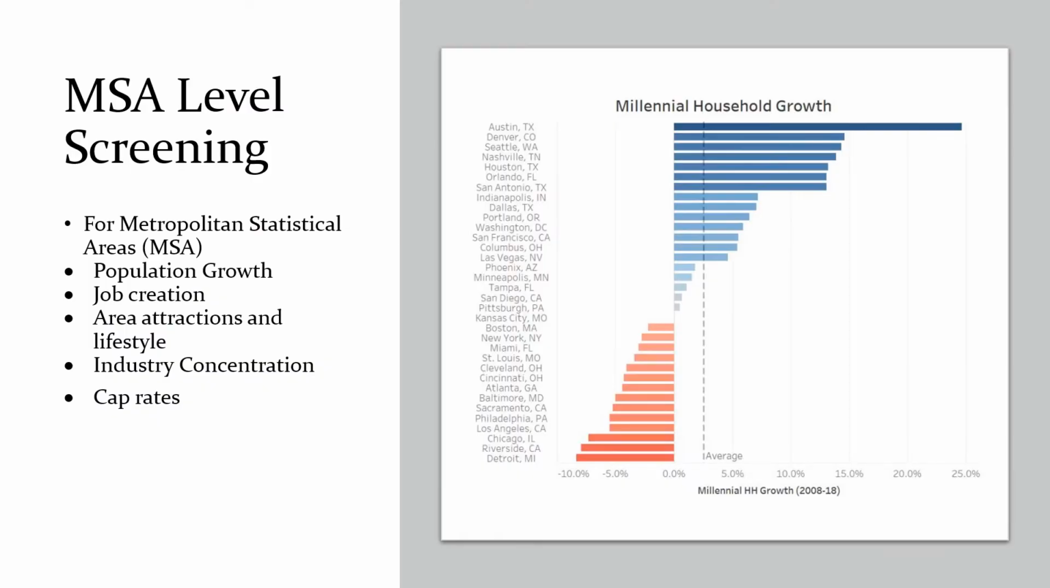For a metropolitan statistical area, or MSA, we can look at how a major city is scoring against our criteria and further dive into submarkets within the area. We can also look at demographic data. For example, here we see which MSAs are getting growing populations of the millennial generation, a large and growing group of potential renters.